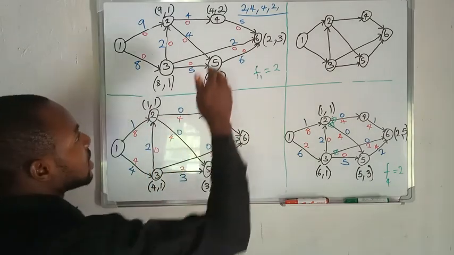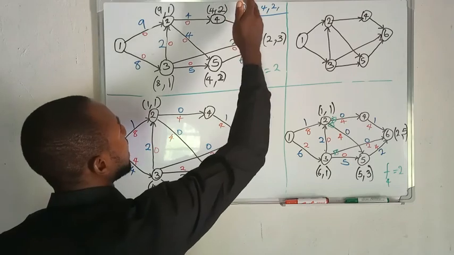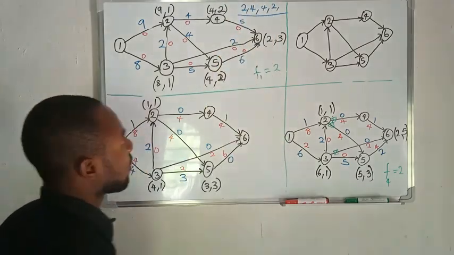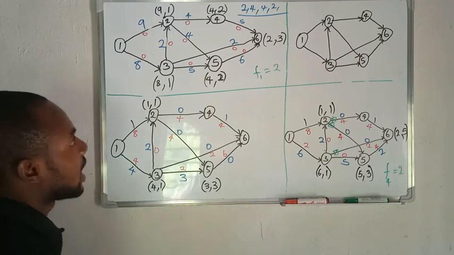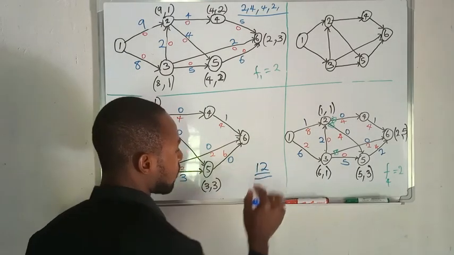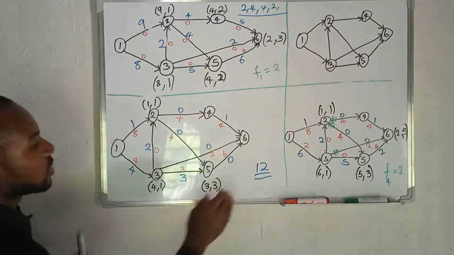And so we are going to calculate the total flow that we got using the label algorithm method. Right here, the first one we had F1 equal to 2, F2 we had 4, F3 we had 4, and F4 we had 2, and the total is 12, which means the maximum amount of flow that we can pass through this network here is 12.